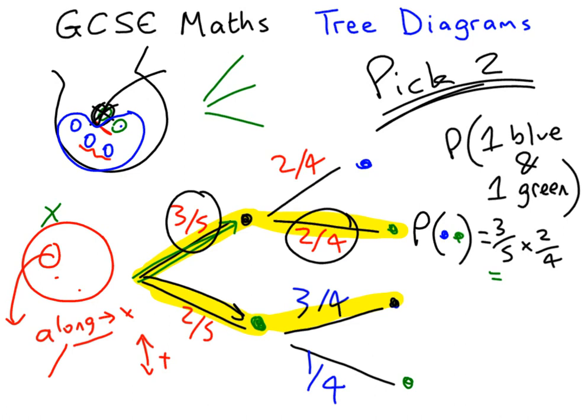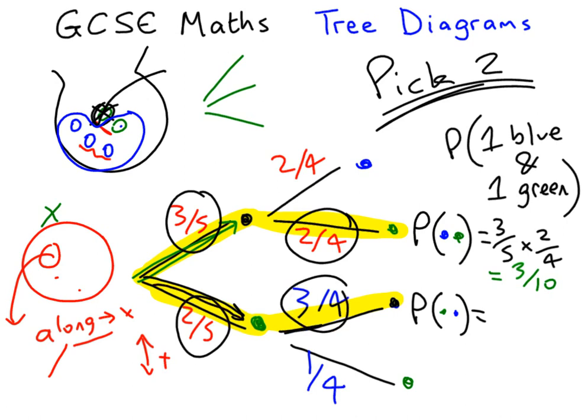Yeah, I think so. 3 over 10. Okay, for that one, the probability of getting a green and then a blue is going to be this times by this, because you've gone the green and then the blue. So it's 2 out of 5 times 3 out of 4.